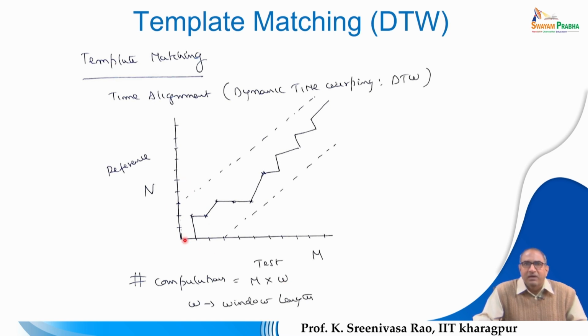That way we establish a path, which is known as the warping path, and with this warping path we try to find the distance between the test feature vectors and the reference feature vectors. That is the way we find the distance.